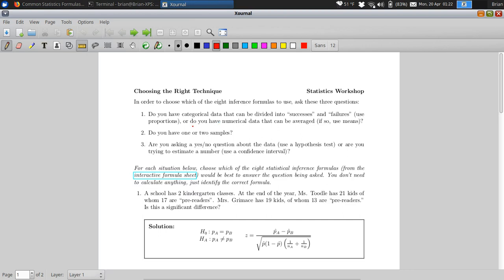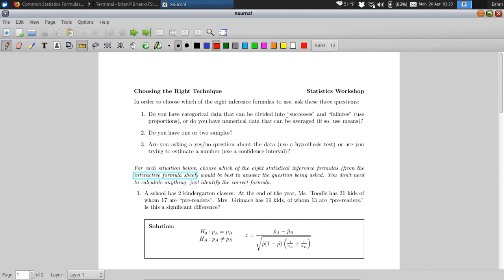In order to make a decision about which formula is the right one to use, you just have to answer these three questions. First, are you looking at categorical data that you can divide into successes and failures? And if so, well then you're going to work with proportions. Or do you have numerical data that you could average? And if so, you're probably going to want to say something about the average, the means.